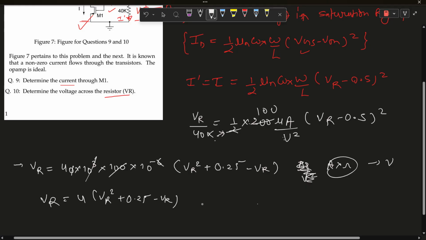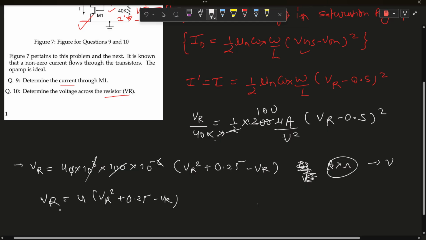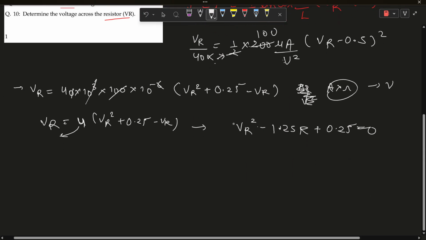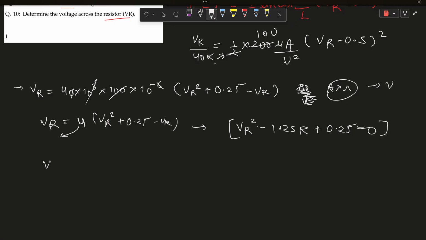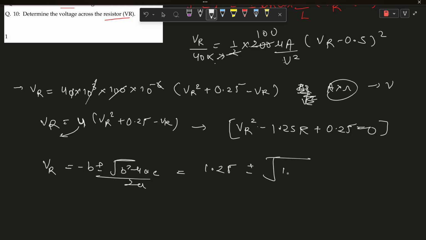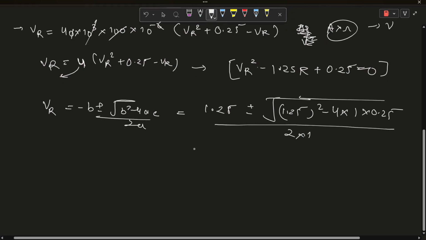Now this is a quadratic equation. By taking this to this side, we attain the quadratic equation 4 VR square minus 5 VR plus 1, and applying the quadratic formula to find the roots. VR is equal to minus b plus minus square root of b square minus 4ac by 2a. We will get two values.